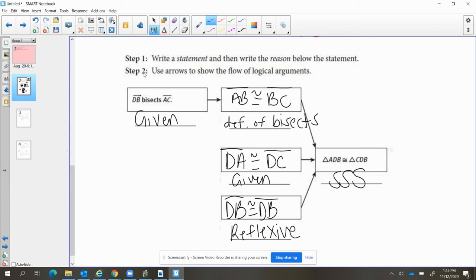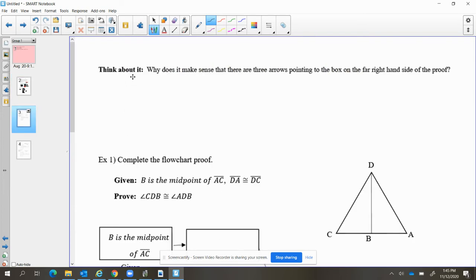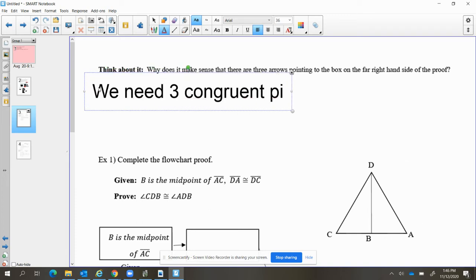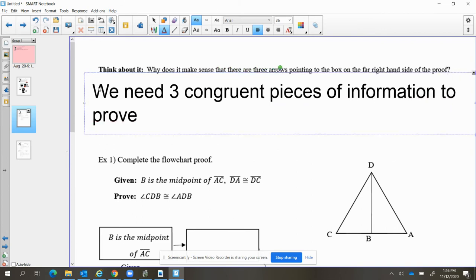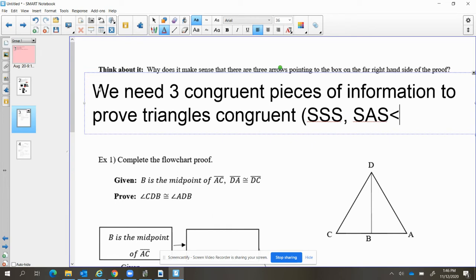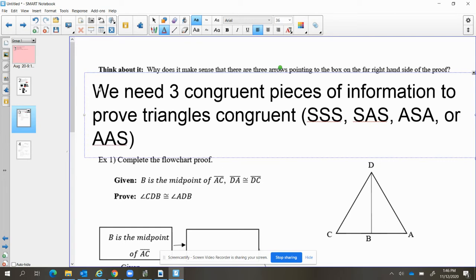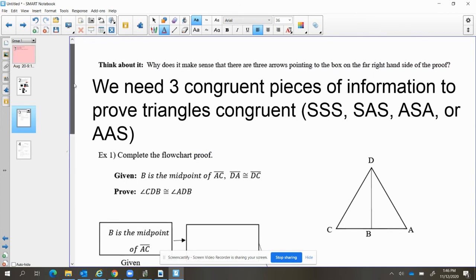It makes sense that we have these boxes the way they flow as well, because we needed to flow from this box to conclude this piece here with AB being congruent to BC. And then we needed all three pieces of information to conclude that our triangle was congruent. So that's what the next page talks about here. Why does it make sense that there are three arrows when we are talking about pointing inside this box? Well, it makes sense that there are three arrows because we need three congruent pieces of information to prove triangles congruent. And using our four methods, no matter which one we use, we need the three pieces of information. So again, that's a nice way to check yourself to make sure that things flow to the right location.